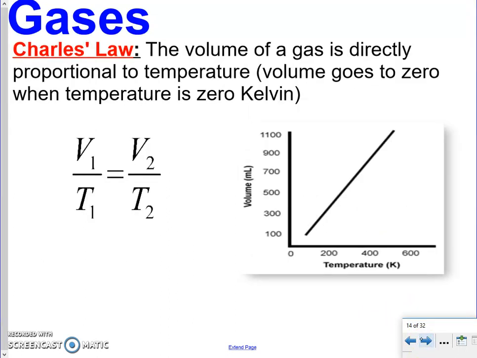We then have Charles's law, which is our volume and temperature. This is a direct relationship. As I increase temperature, I am increasing my volume. And again, the reason being is because pressure is being held constant here for the same sample of gas. So again, that should make a little bit of sense of what's going on.